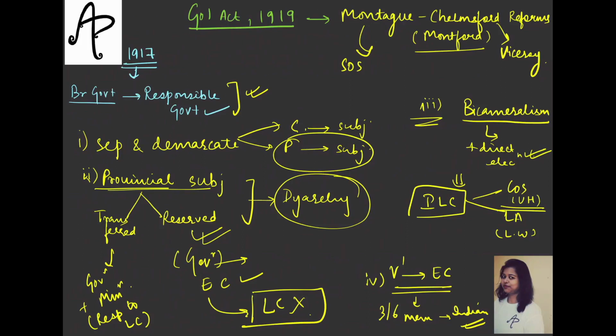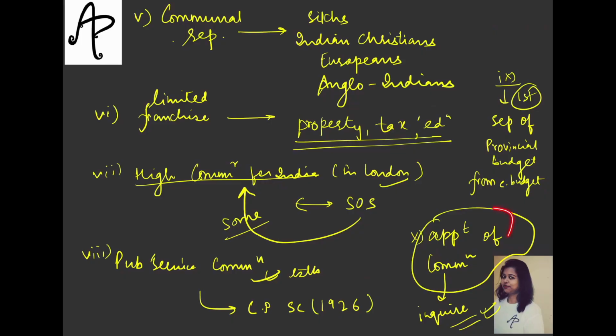So what did we see in the Government of India Act of 1919? Apart from all these provisions which are extremely important, we also saw that they said there would be an appointment of a commission to inquire into how things are happening. Okay, so now this video would be about that story actually.